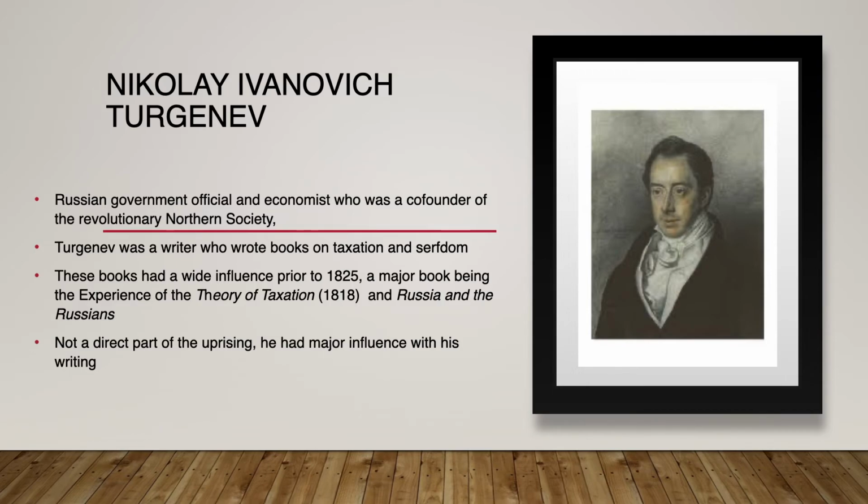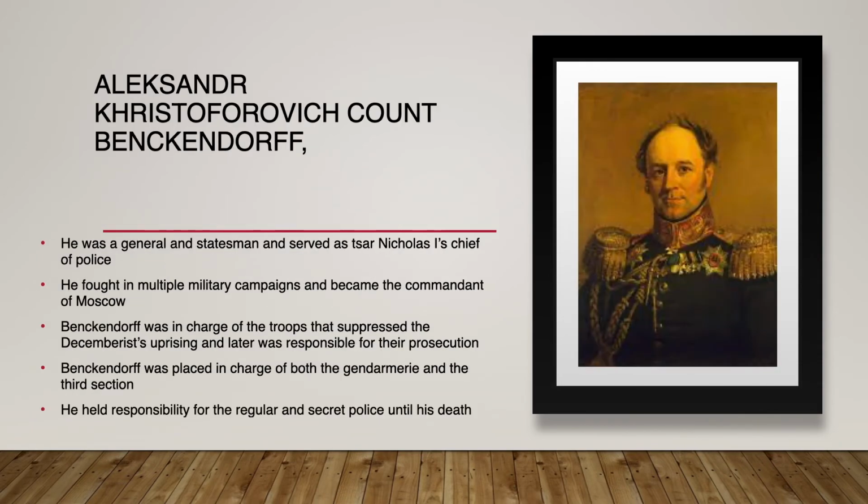Alexander Christoforovich Count Benckendorff was a general and statesman and also served as Tsar Nicholas I's chief of police. He was born in 1783 and died in 1844. He originally joined the Russian army and helped to assassinate Emperor Paul I. He fought in multiple military campaigns and became the commandant of Moscow. During this, he engaged in battles against the French in Germany and Belgium. Later promoted to lieutenant general, he was given command of the Cuirassier Division of the Guards.